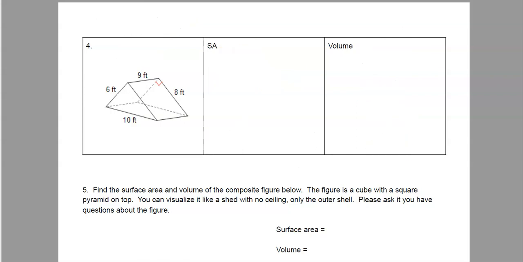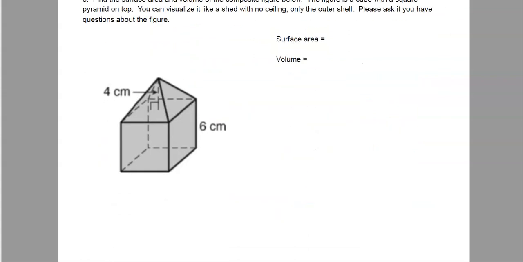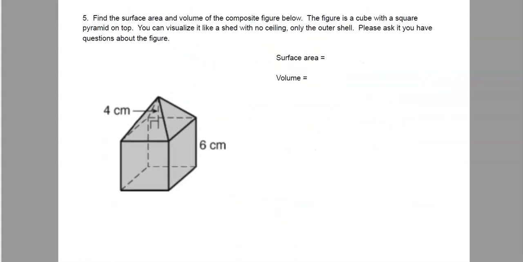All right. On to the shed problem. So we have a shed problem. We're trying to find the surface area. So surface area, it's the outer shell. So I have 4 walls and a floor. So that's 5 squares. All right, 5 squares.